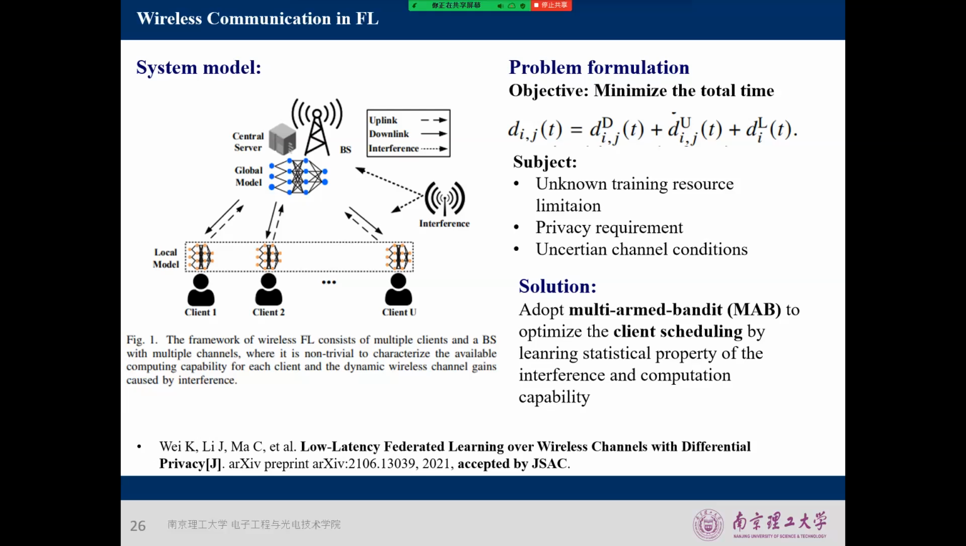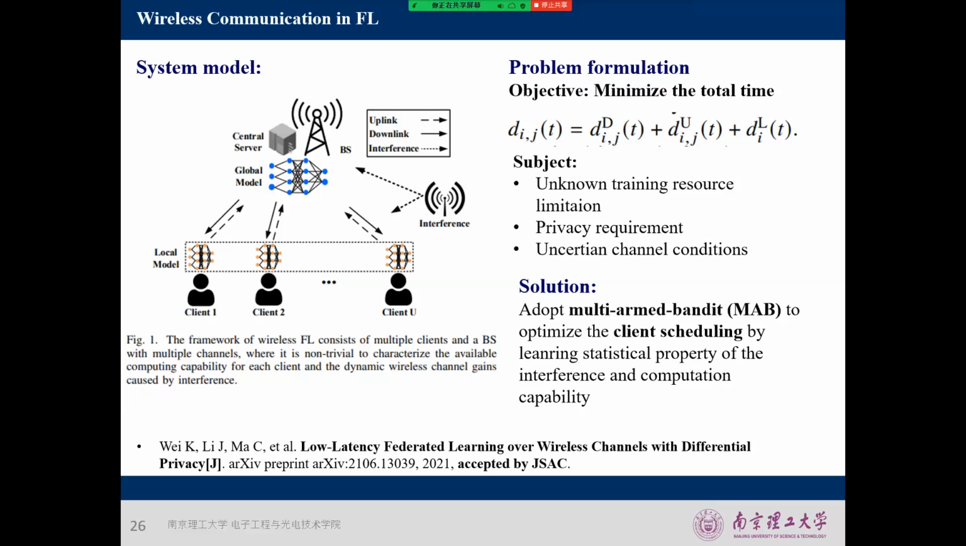We have some design assumptions. The base station doesn't know the training results of each client in each communication round, and each user has a privacy requirement for itself, and we don't know the channel conditions of the wireless environment, and we use a multi-armed bandit method to optimize the client scaling. And this paper was just accepted by GLOBECOM this year, and we have some online manuscripts.